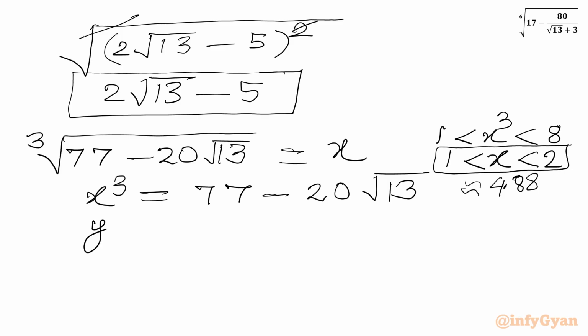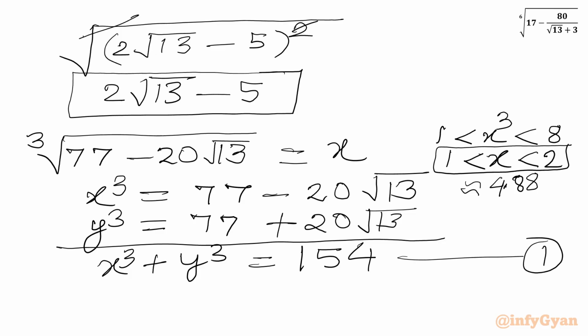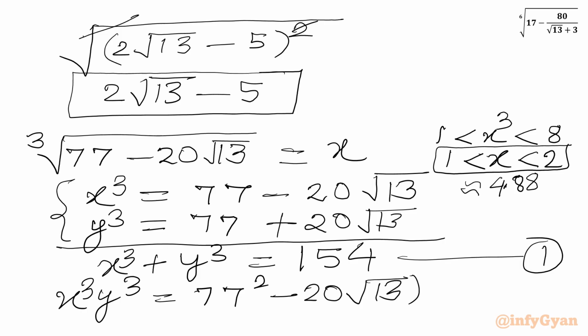Now I will assume y cube, which will be the conjugate of x cube. So 77 plus 20 square root 13. Let's add both. So x cube plus y cube will be 154. I will call this equation 1. Now I will multiply these two. So I can write x cube times y cube equal to (77 minus 20 square root 13) times (77 plus 20 square root 13). So we can write equal to 77 square minus (20 square root 13) whole square.